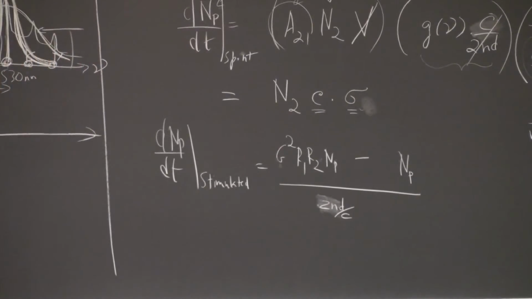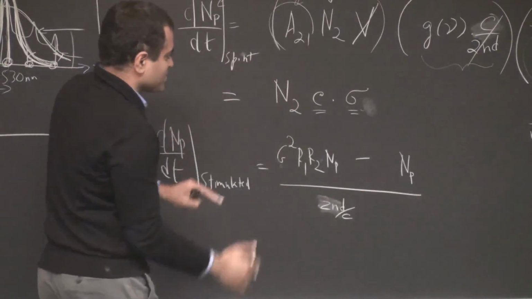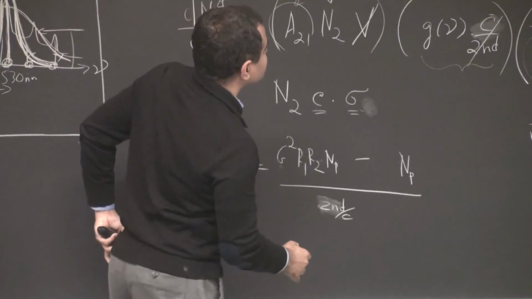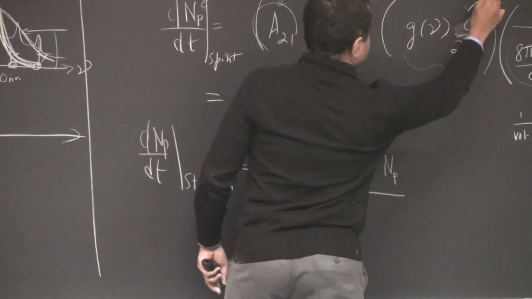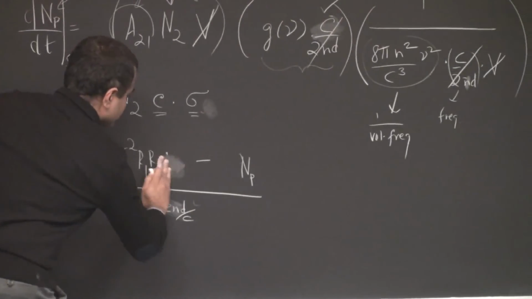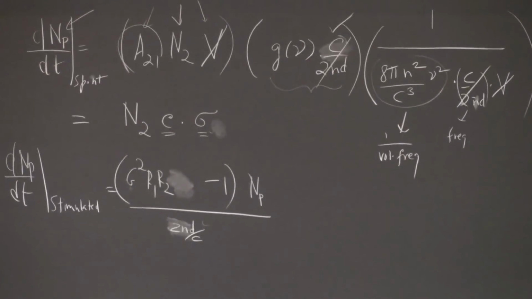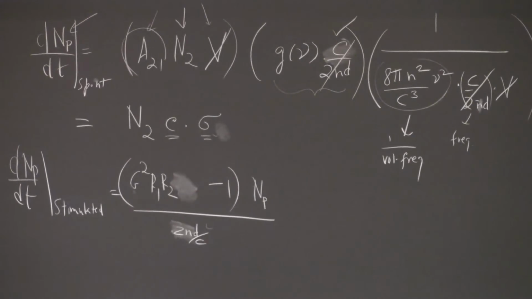So I think I was probably writing FSR. So I think C over 2ND, the inverse of that, is the frequency range. No, I think I did it correctly. See? That's nice. Okay, fine. It's just all right. So and here you can see you can take that common out, and that's your stimulated emission rate.